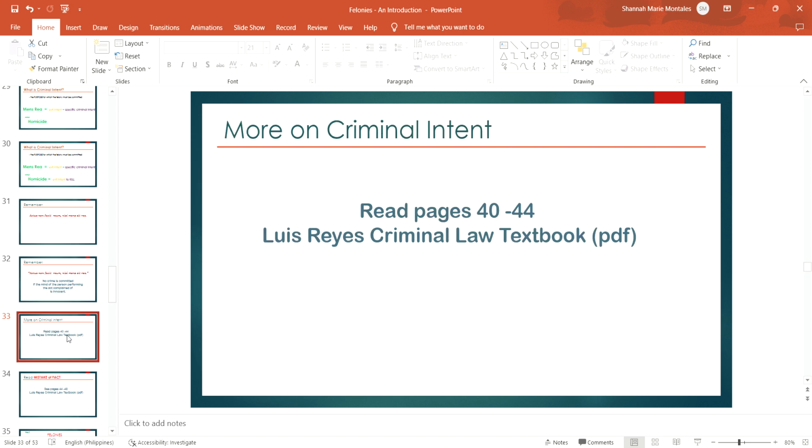For more information on criminal intent, kindly read pages 40 to 44 of your Luis Reyes Criminal Law textbook.